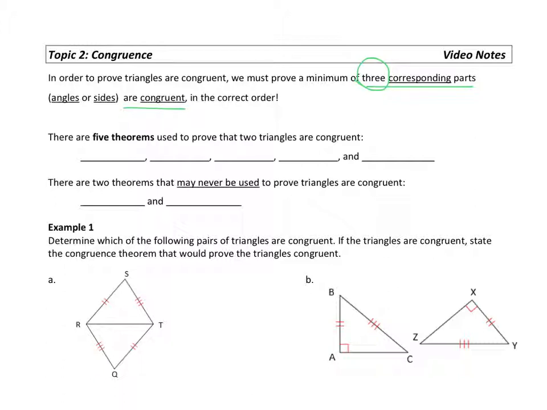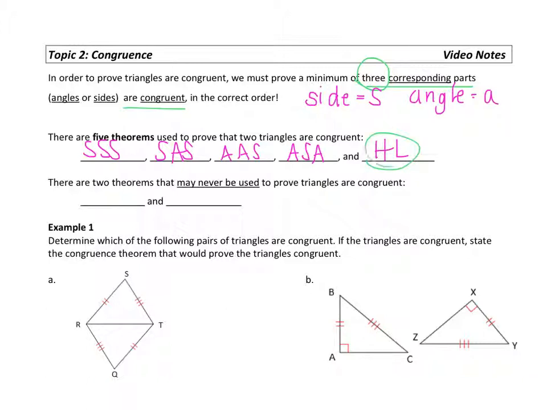There are 5 theorems that we can use in order to prove triangles are congruent. So we're going to list them here. The first one we have is side, side, side. Notice that when I say the word side, I write the letter S. We also have something called SAS. So that's side, angle, where the A comes from. Side, angle, side. We have another that's AAS, another that's ASA, and the last one is called HL. HL can only ever be used with right triangles.